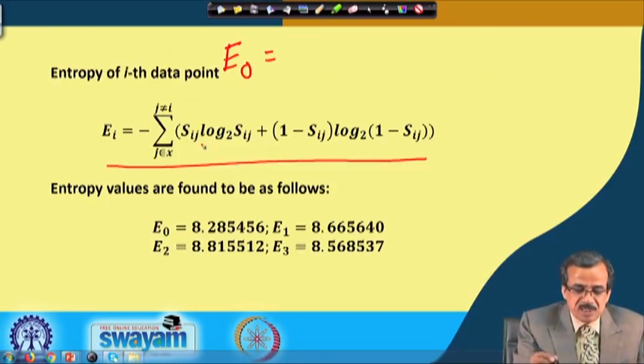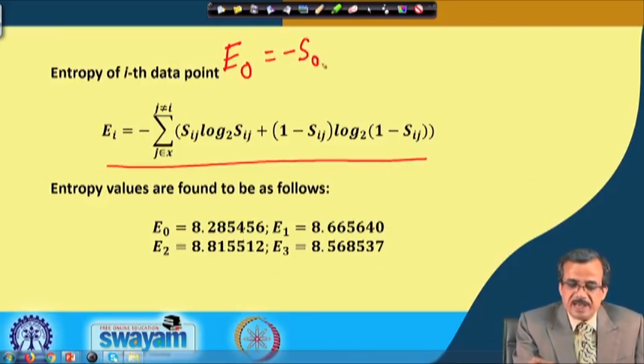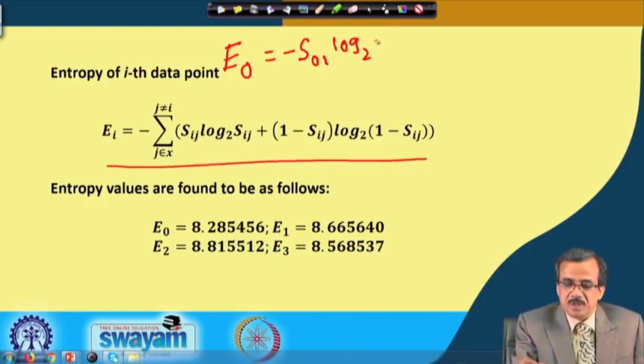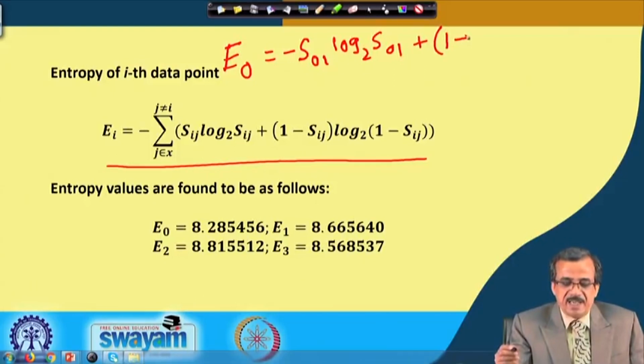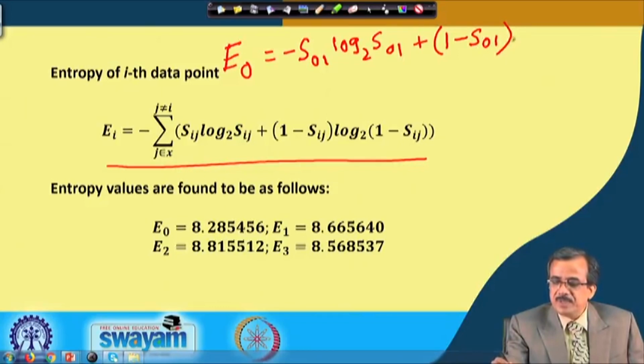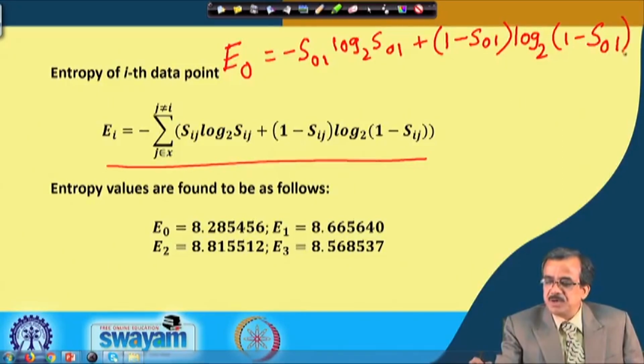So, what I will have to do is find out here minus. So, i equals 0 and let me put j equals 1, then log base 2, then S_01 plus 1 minus S_ij. So, this is nothing but S_01, then comes log base 2 of 1 minus S, then i equals 0 and this is nothing but 1.